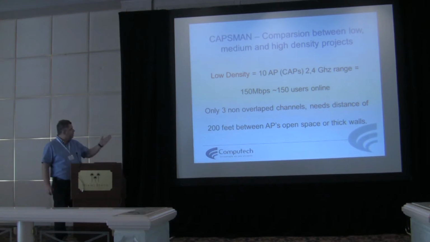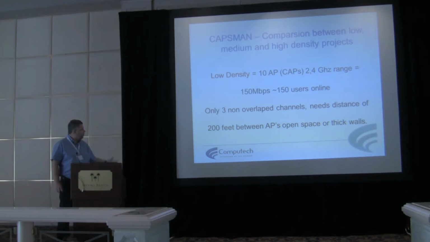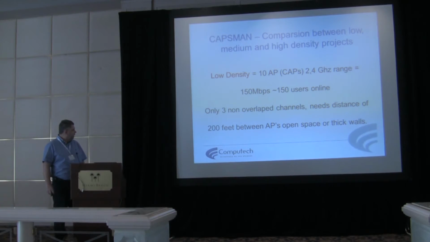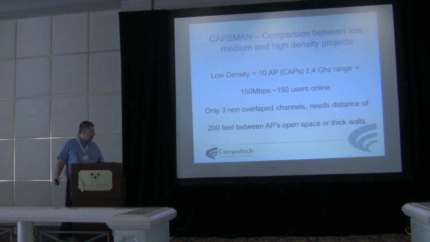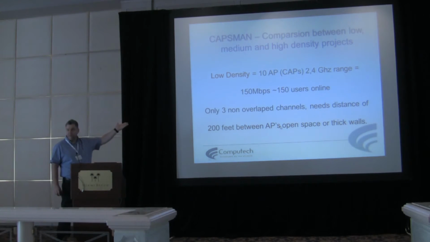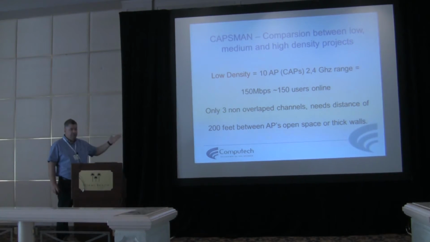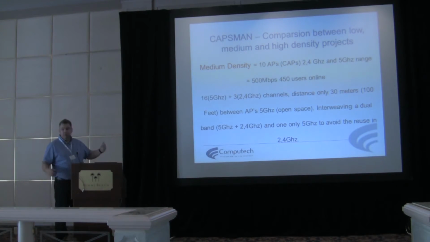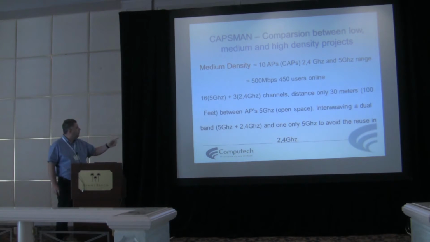Here is a comparison and a graphic for low density: 10 APs, 2.4, 150 megabits, 150 users. The airtime used is 1 megabit per user online. Only 3 channels, and you need a distance of 200 feet between APs, open space, or you have to count on brick walls. So if you have a too big and open space, you cannot use only this solution. You will fail. I'll talk to you more in the future about it.